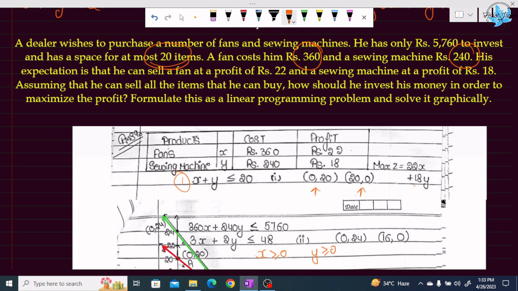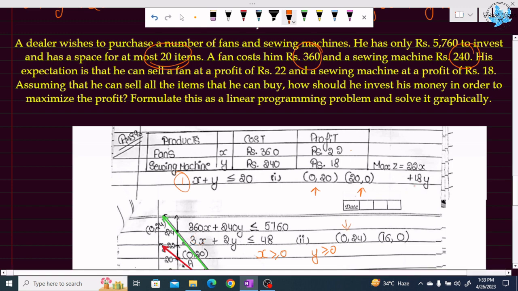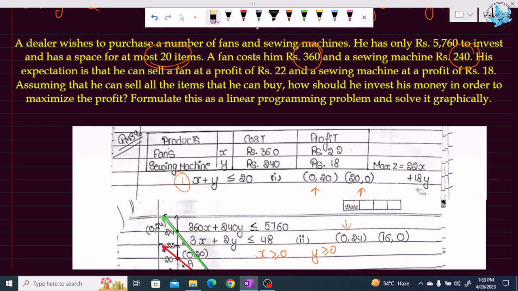Similarly for the second equation, consider X to be 0, then you will get 2Y equals 48. So your first coordinate will be 0 comma 24. Then for the second coordinate consider Y to be 0, then you will get 3X equals 48. Solving this, you will get X to be 16. So the second coordinate would be 16 comma 0.